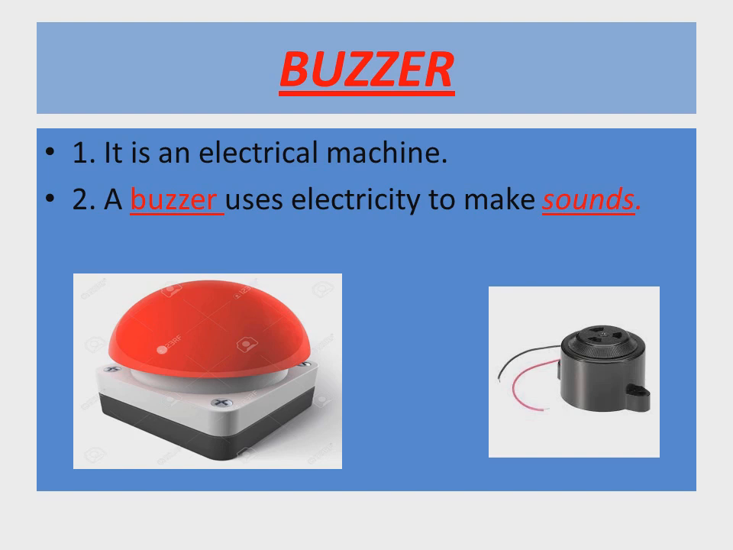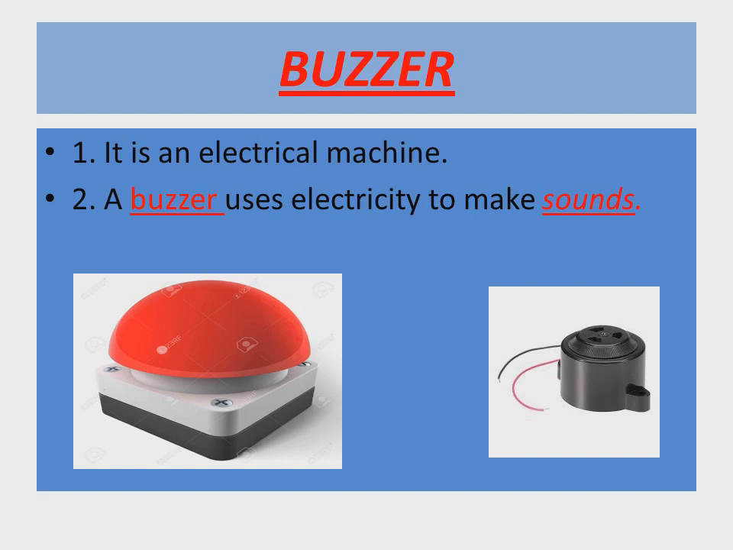On your screen there are two types of buzzers. The first one is the red one on the left hand, and on the right hand is another picture of a buzzer. You can see there are two different colored wires. The red wire from the buzzer must be connected to the positive side of the cell. When we connect this red wire to the positive side of a cell or a battery, it will work. So what is the spelling of buzzer? B-U-Z-Z-E-R, buzzer, and it uses electricity to make sound.